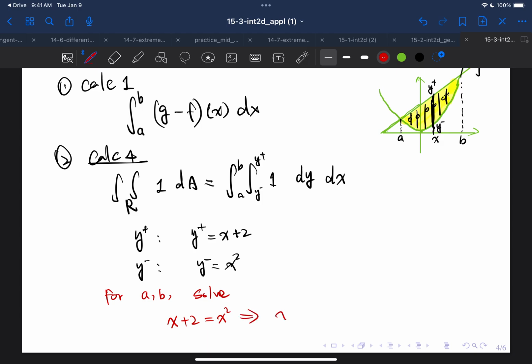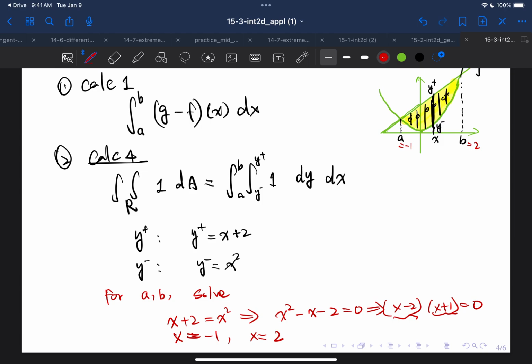And from here, we can find x squared minus x minus 2 equals 0. Then this is (x minus 2)(x plus 1) equals 0. So it gives two solutions. This gives -1. This gives 2. So A is -1, B is 2.